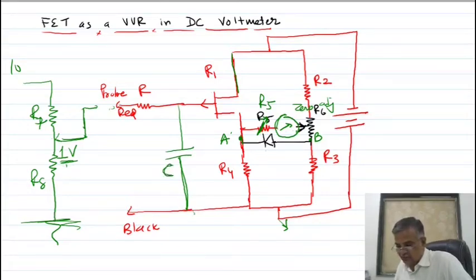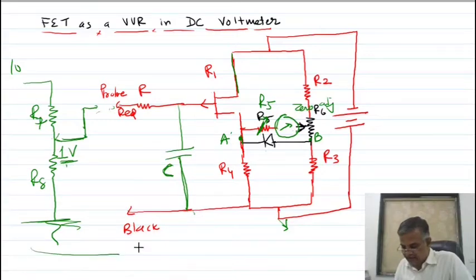Now it is already explained why C is connected. If AC plus DC is coming, then this AC will be bypassed. Suppose someone says, sir, I want to measure the AC voltage, then what should I do? If you want to measure the AC voltage, then first the AC voltage is to be rectified and converted into DC, and that DC voltage is given to this DC meter. You can measure AC from the DC meter, but the DC range should be calibrated in terms of the AC voltage. In this way you can use FET as a VVR in a voltmeter.